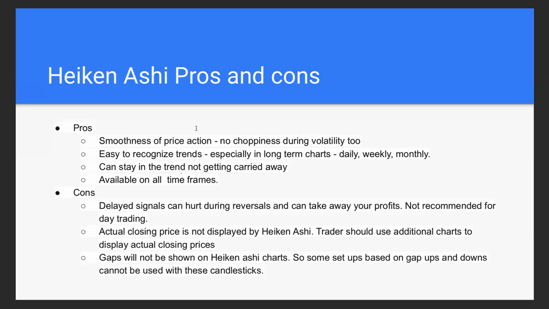Third thing, there will not be any gaps shown on Heiken Ashi. For example, let's say the other day a stock gapped up, you won't see those gaps. Everything is smoothly driven. So if you are looking to trade strategies using gap ups and gap downs, then you may not be able to do it with Heiken Ashi. Okay, so these are some of the pros and cons.